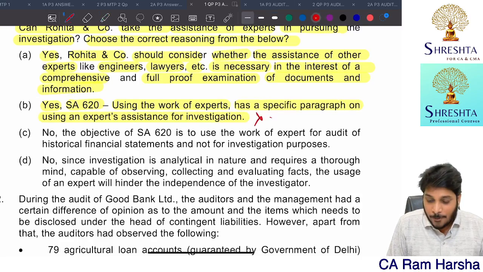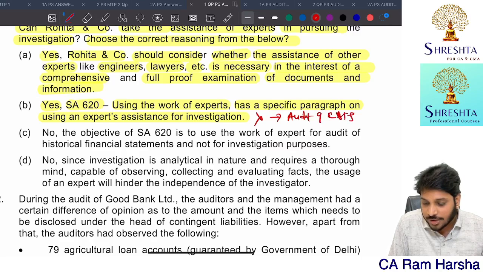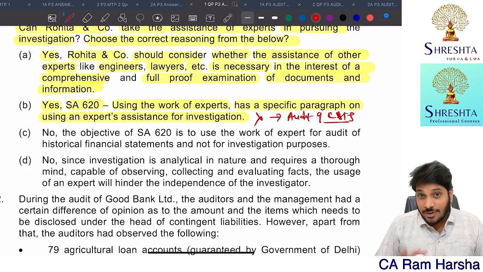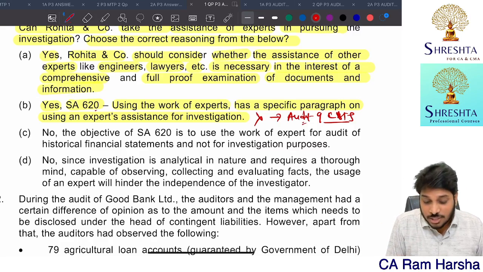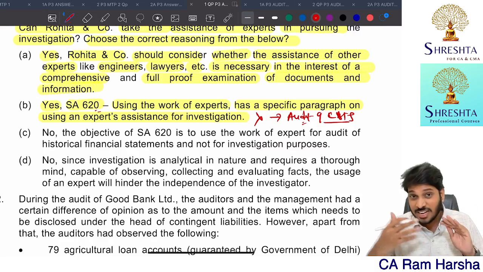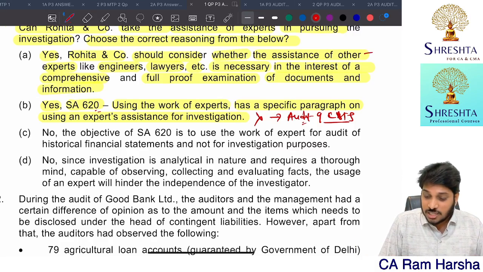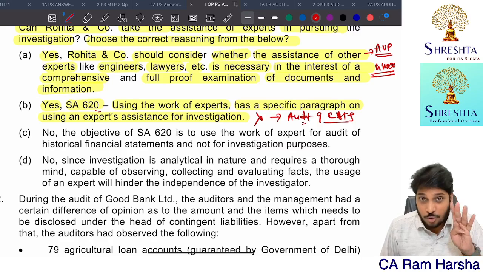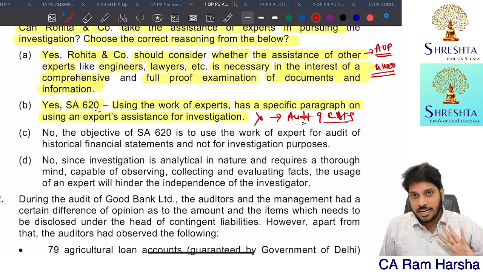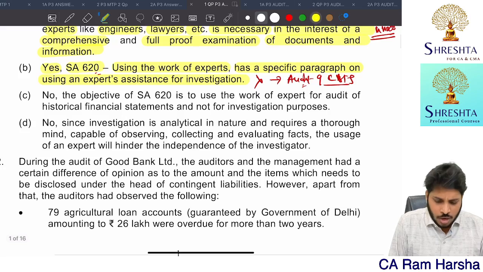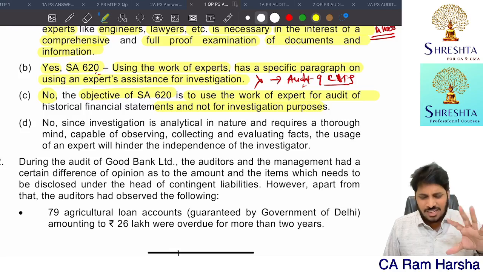But SA 620 is in the context of an audit of a complete set of financial statements. In that context only, 620 applies. It is not applicable for an investigation. Remember, an investigation generally comes under agreed upon procedures. It is generally an SRS 4400 engagement. It's not an audit engagement.